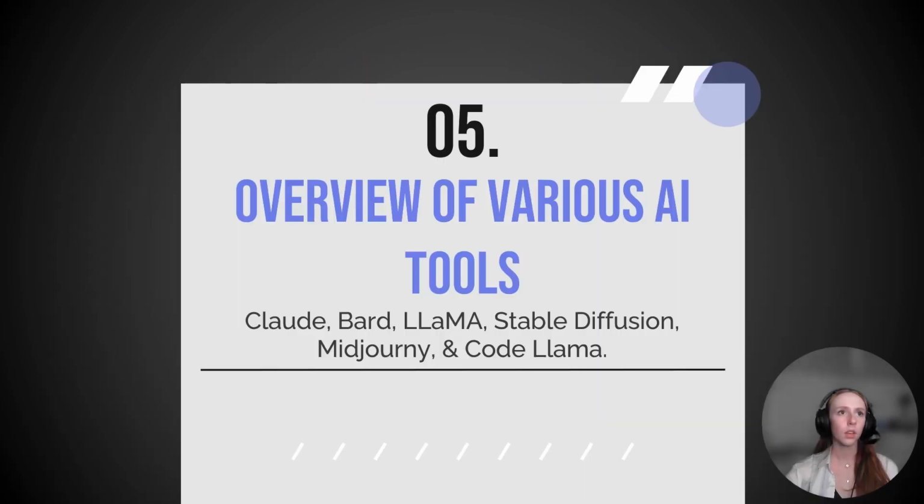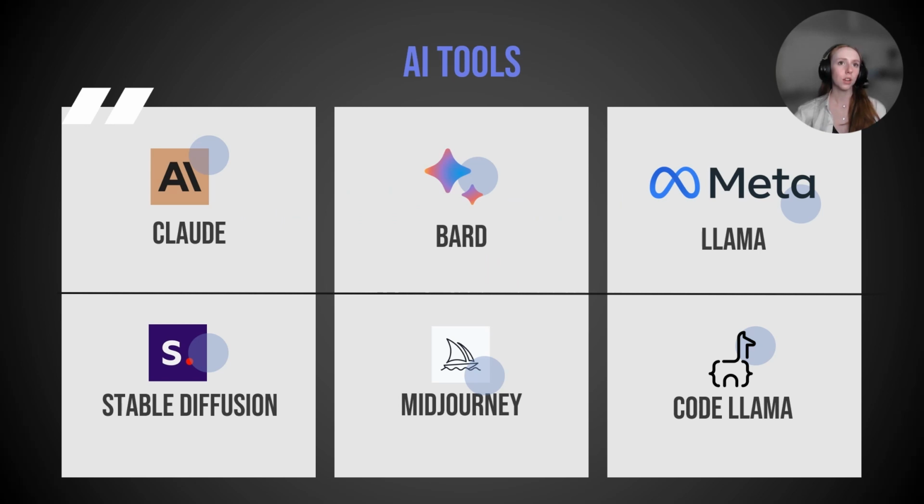Now for part 5, let's do an overview of various AI tools. The AI landscape is vast and ever evolving. While models like ChatGPT have garnered significant attention, several other models and tools have emerged, each with its unique capabilities and applications. So we just wanted to show you an introduction to some of these other groundbreaking models. Here are some of the other AI tools that are becoming increasingly popular, although ChatGPT is pretty much the standard. Most people use ChatGPT in our realm. We have Claude, Bard, Llama, Stable Diffusion, Midjourney, and CodeLlama. I'll give you a little overview of each of them.